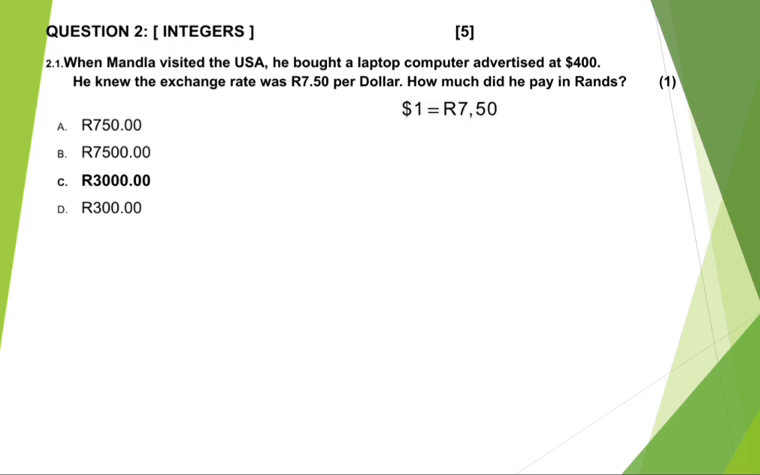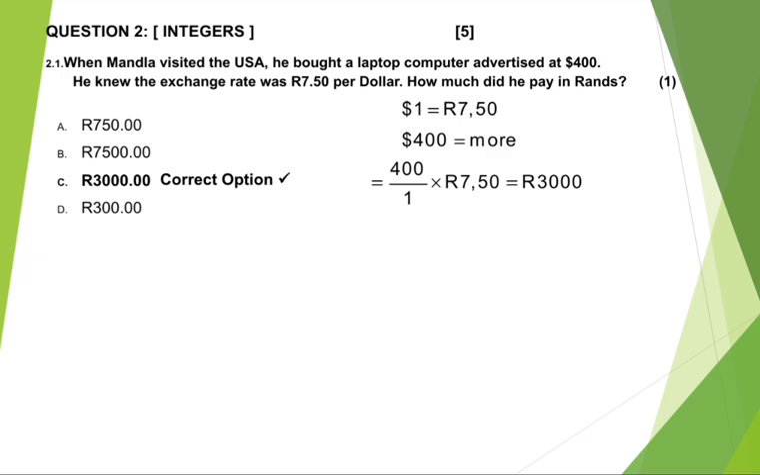So which means $1 is equal to 7 Rand 50. So $400 is equal to more. So that means 400 over 1 multiplied by 7 Rand 50, which gives us 3,000 rands. So the correct option is C.